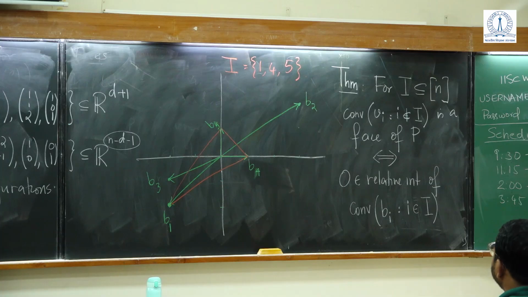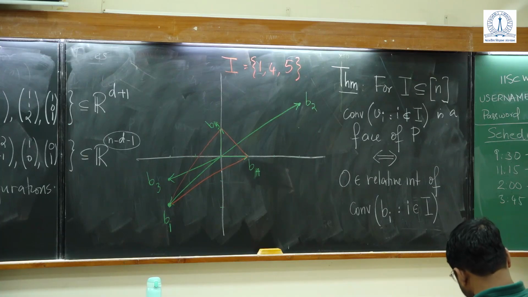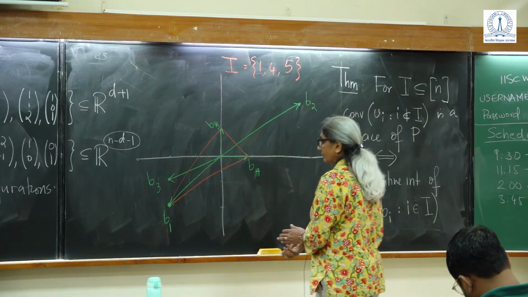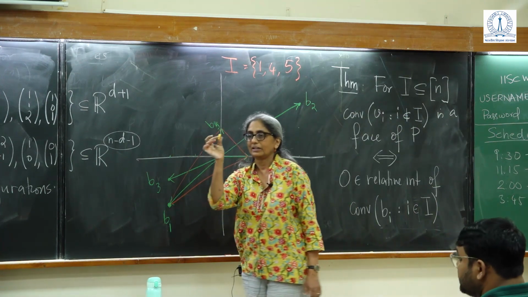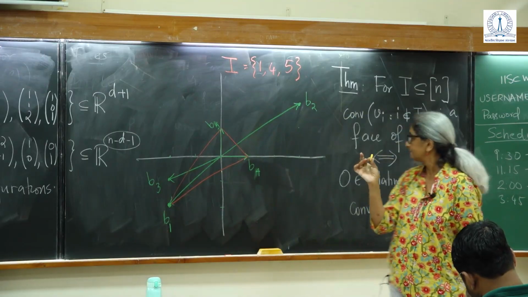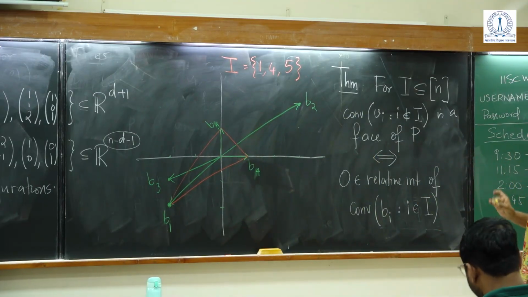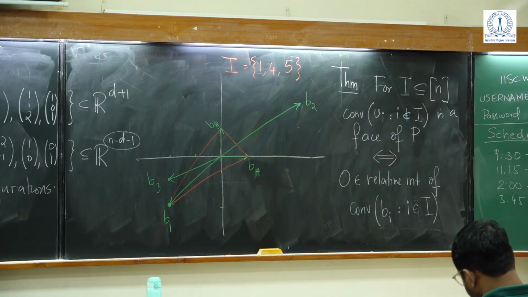I picked a face, I looked at its indices, took the complementary indices I, and then I saw that 0 lies in the relative interior of the convex hull of the B's that come from the I, okay? Let's go backwards. So I'll leave the red the way it is, let's use yellow. Can you pick another set that has 0 in the relative interior of its convex hull?